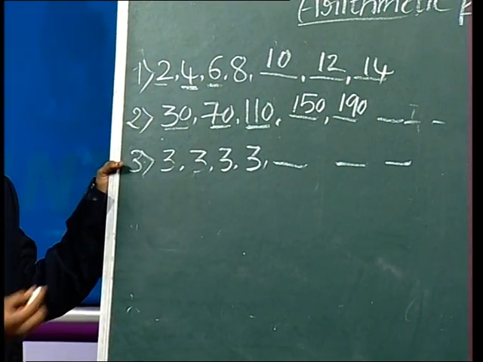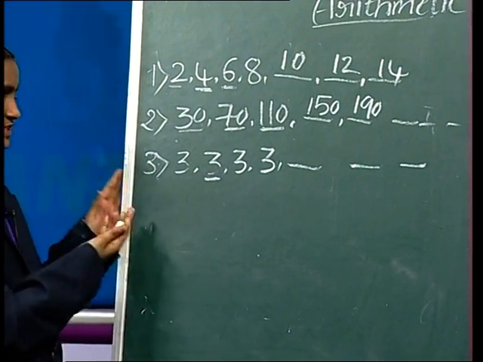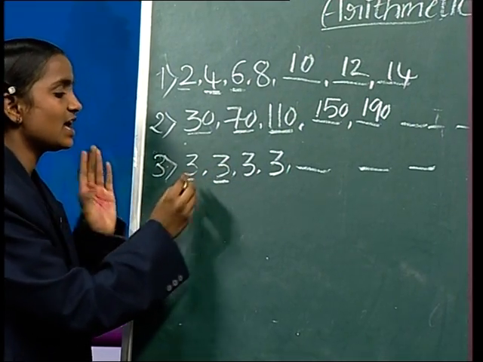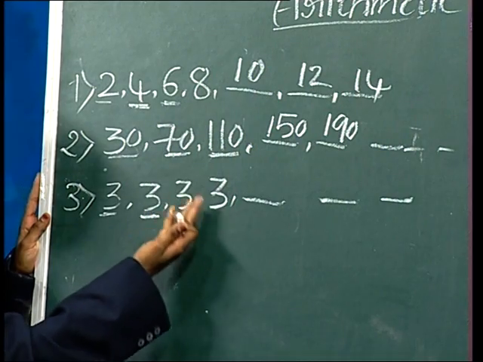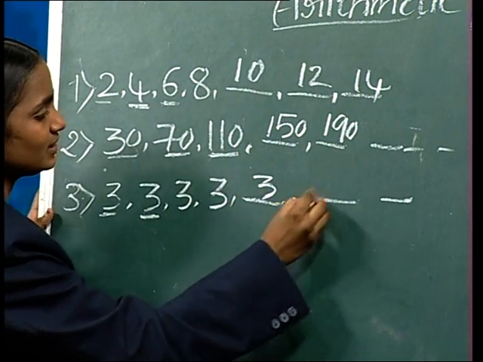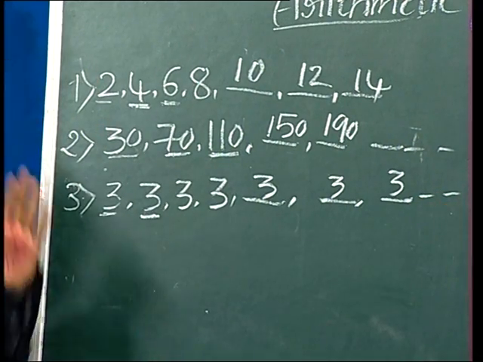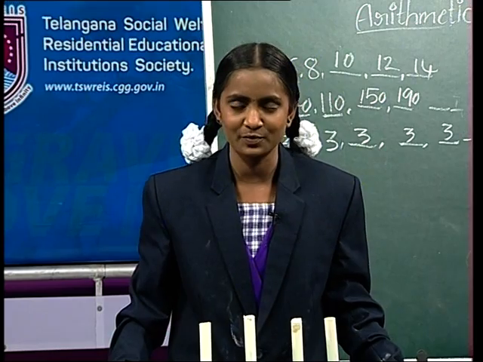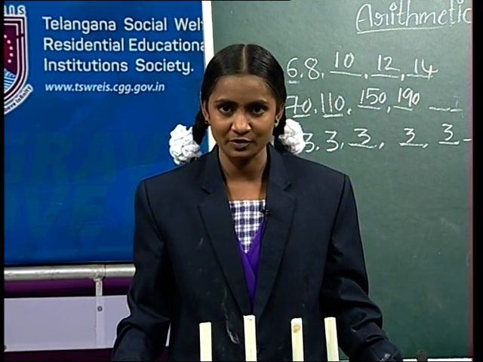Coming to the third case, here this 3 is obtained by adding 0 to the preceding level. That means here the preceding level of the 3 is 3. 3 plus 0 becomes 3. 3 plus 0 becomes 3. Then 3, 3, 3 and so on. So such lists and such levels are called an arithmetic progression. So today I would like to teach you arithmetic progression.